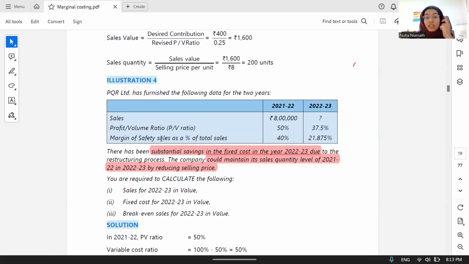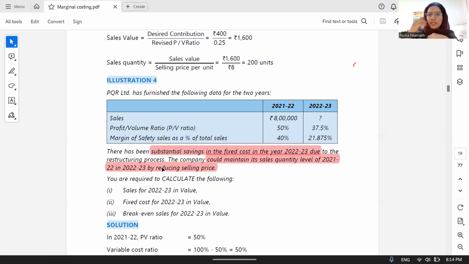Margin of safety sales as a percentage of total sales: 40% for 21-22 and 21.875% for 22-23. There has been substantial savings in the fixed cost in the year 22-23 due to the restructuring process. So please note that we have some changes. They've given some information for 21-22 and some information for 22-23. They have told that there was some savings in the fixed cost in the year 22-23.